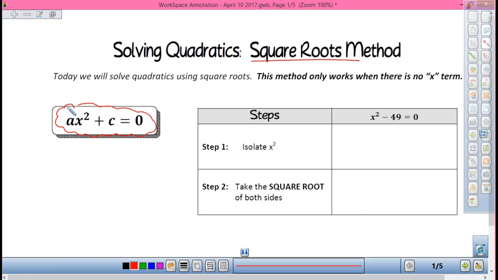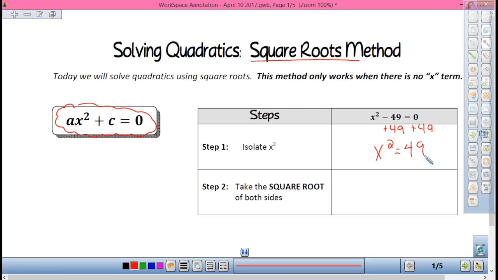Okay, all right, so step 1, we're supposed to isolate x squared. What's the word isolate mean? So get it by itself, right? Isolate means get it by itself. So right now we have x squared minus 49 equals 0. How are we going to get x squared by itself? Yeah, so we're going to add 49. So we have x squared equals what? 49.